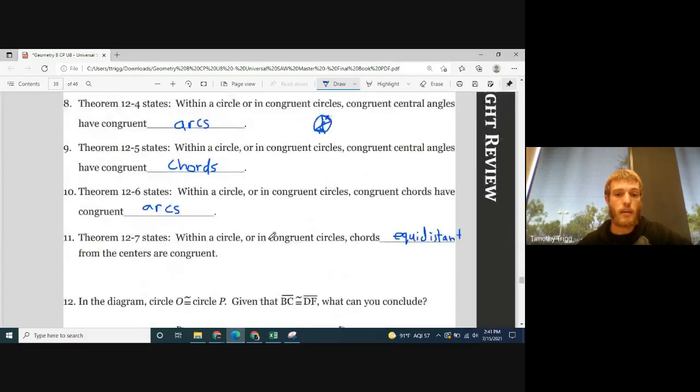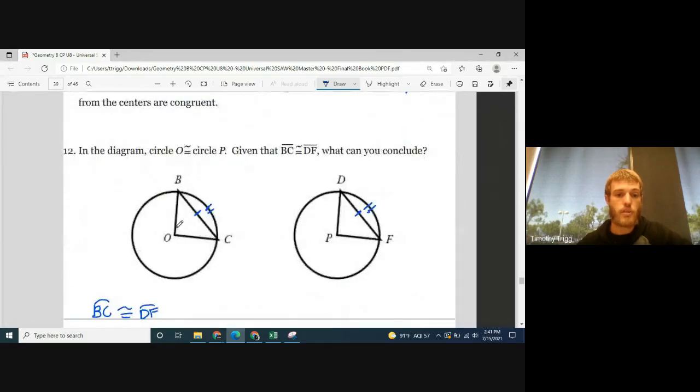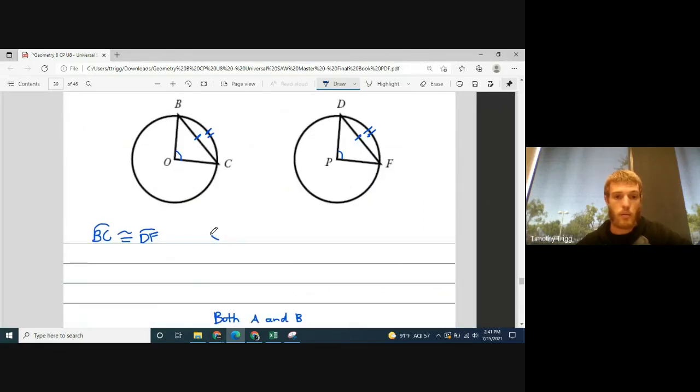We could also say that these two central angles are congruent too. So angle BOC will be congruent to angle DPF.